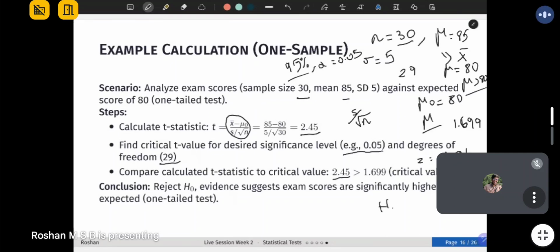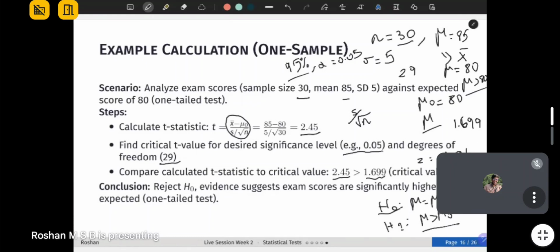Again, as I told you before, null hypothesis is mu is equal to mu naught. I expected 80. Alternate will be mu is greater than mu naught. Since the t statistic is greater than the critical value, I am rejecting the null hypothesis and saying that my population mean will actually be greater than 80. Any questions?